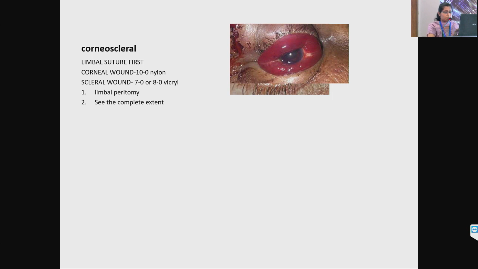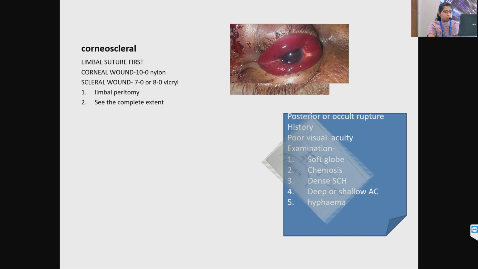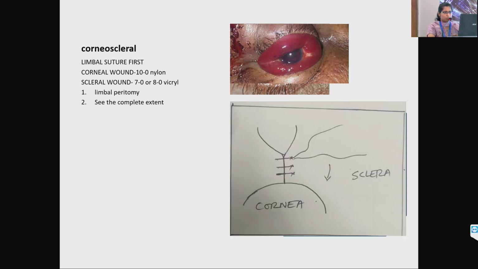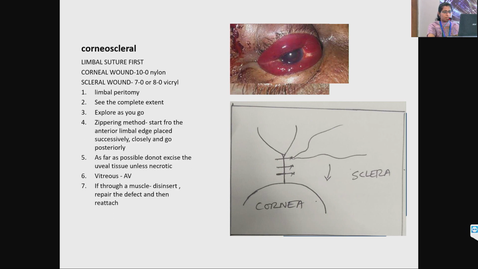We have to do a limbal peritomy in all cases of a limbal tear to see if there is an additional scleral wound and see the complete extent and close it. But suppose you have a case where you don't know what's happening behind that hemorrhagic conjunctiva, then it's difficult to find the complete extent, in which case you explore as you go. So you see a scleral tear, you close it, and then you further explore. One additional technique that will help here is to leave the preceding suture long, so that you can use it as a bridle and push it down so that you can see further posteriorly.